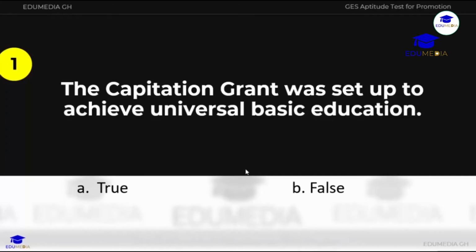Question number 1. The capitation grant was set up to achieve universal basic education. The answer here is true. The capitation grant is a government-funded program aimed at providing financial support to basic schools to help improve the quality of education in the country.